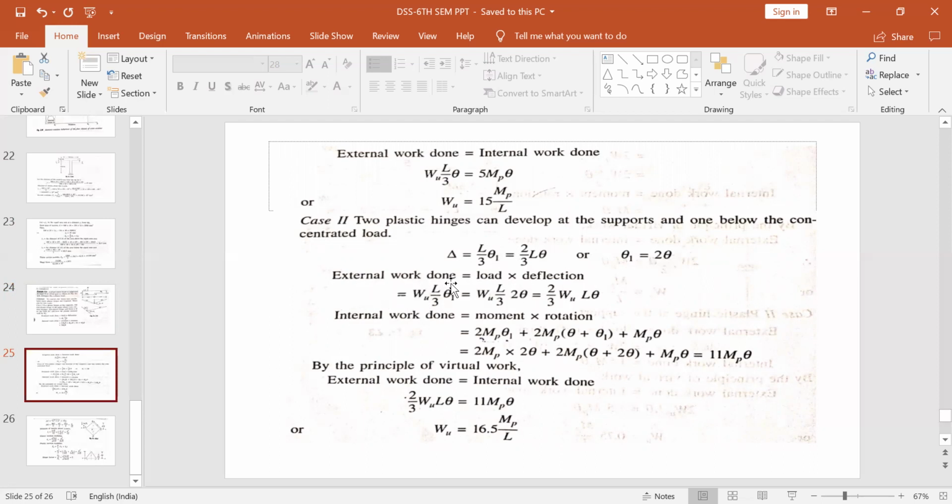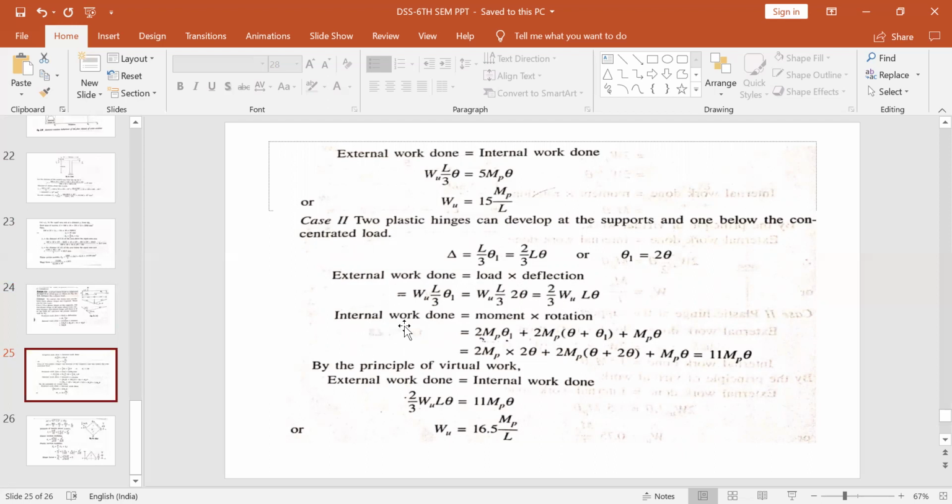Now, what is the external work done? This will be equal to load into deflection. So what is load? W. Deflection is L by 3 into theta 1, or W into L by 3 into 2 theta. So this gives you 2 by 3 W L theta. So this is the external work due to the load.